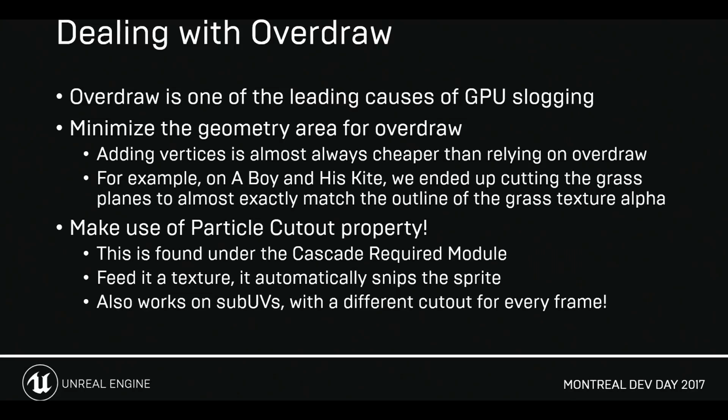For particle systems, because a lot of your overdraw will come from effects, make sure you are always using the particle cutout property. You should never not be using this for translucent particles. It's pretty simple. It's in your required module. You feed this a texture, and it will snip out your particle sprite sheet to reduce it down to the size of your texture, and it'll key off of alpha, brightness, or any one of your individual RGB channels.